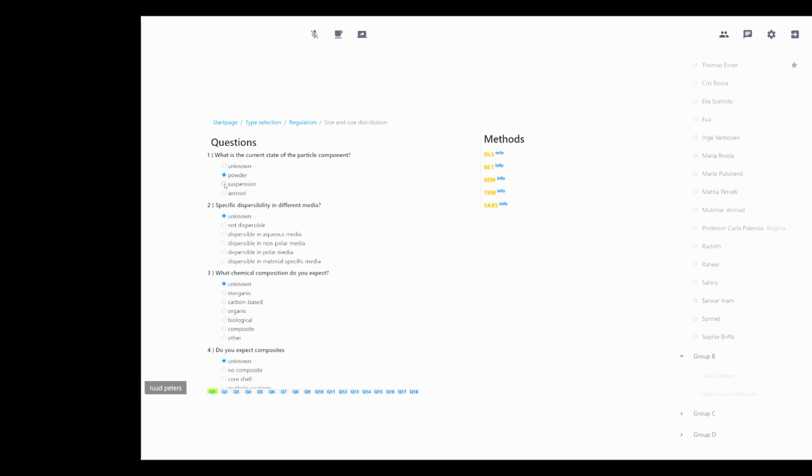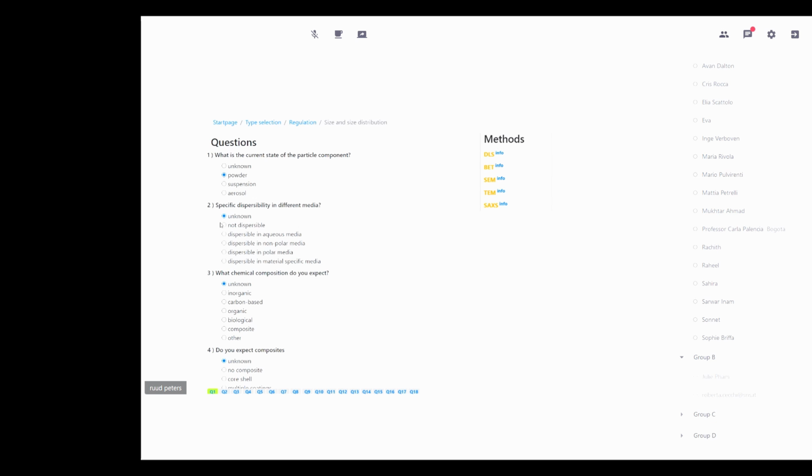I could also click on suspension if I think it's a suspension, and now you can see that one method, BET, turns red, indicating that this method is not applicable for a suspension, and that's indeed the case because we can use that only for powdered materials. Aerosol may also be possible, and you see that multiple methods are not suitable for aerosols, and DLS and SAXS are also not suitable for these aerosol materials. So let's leave it at powder, because we then have most things to choose from.